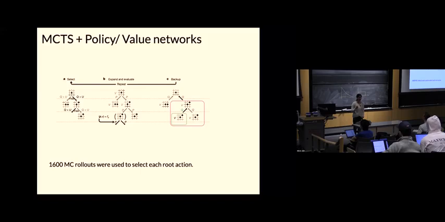Yeah, one for each rollout. Yeah, 1,600. I'll show you some visual picturing of that. But yes, the way MCTS works is that at every rollout, you add one extra state, right?